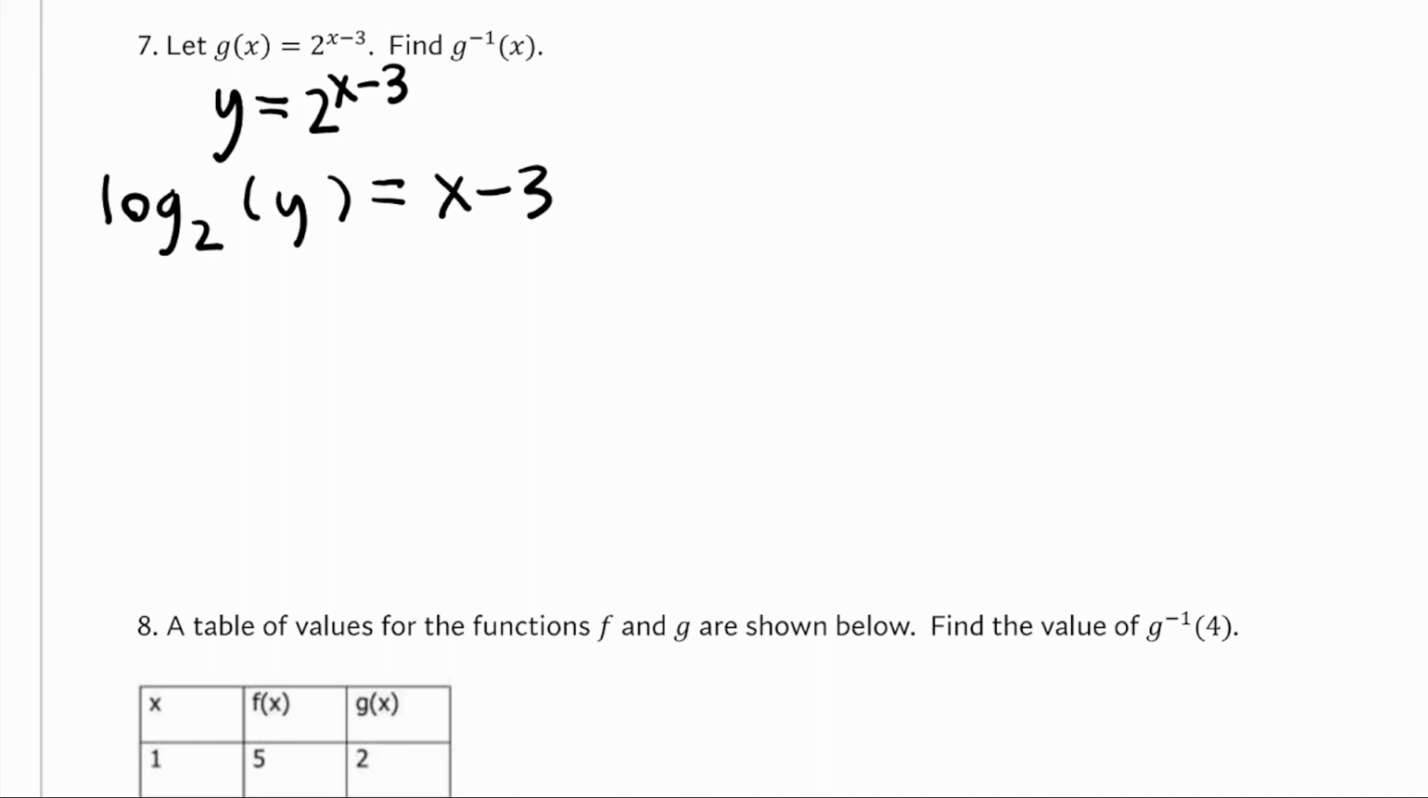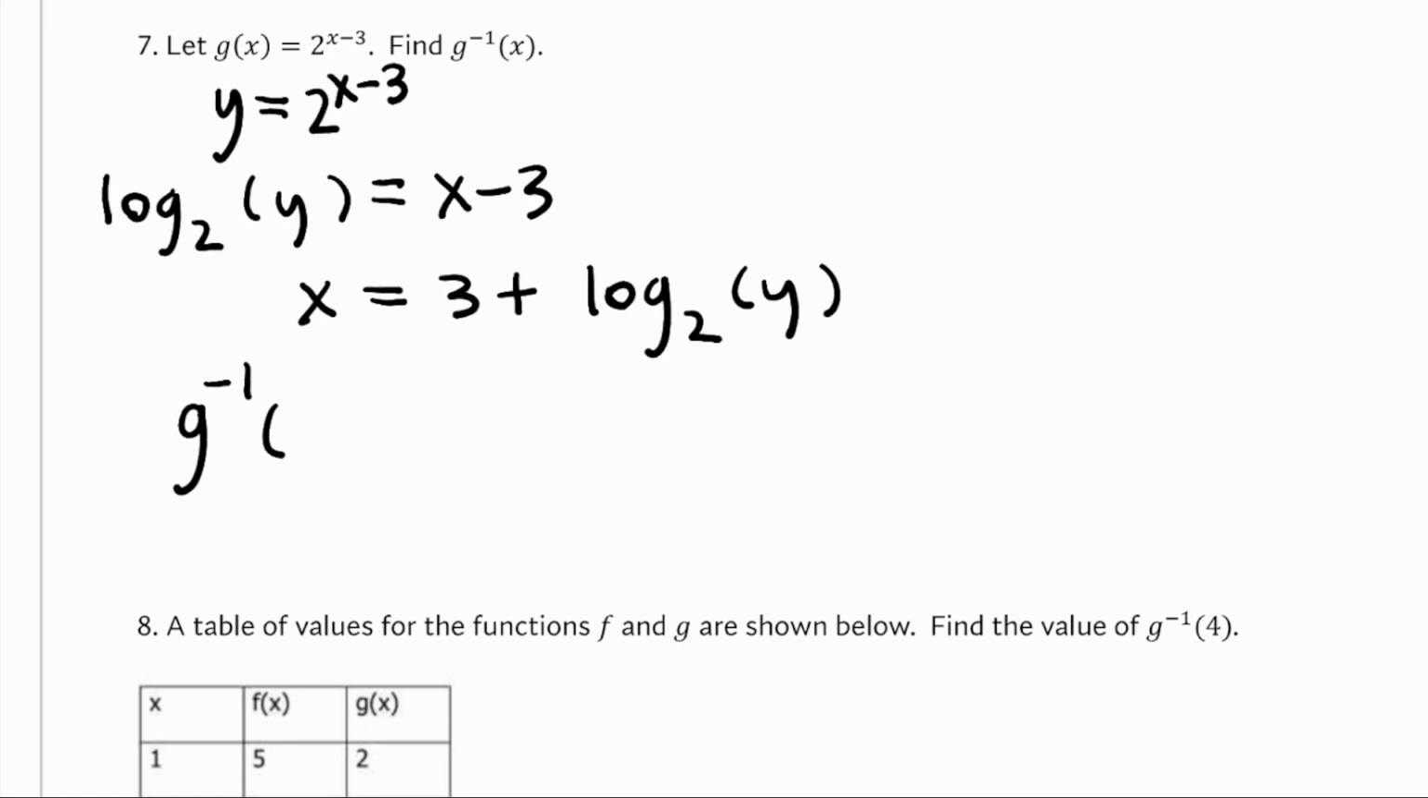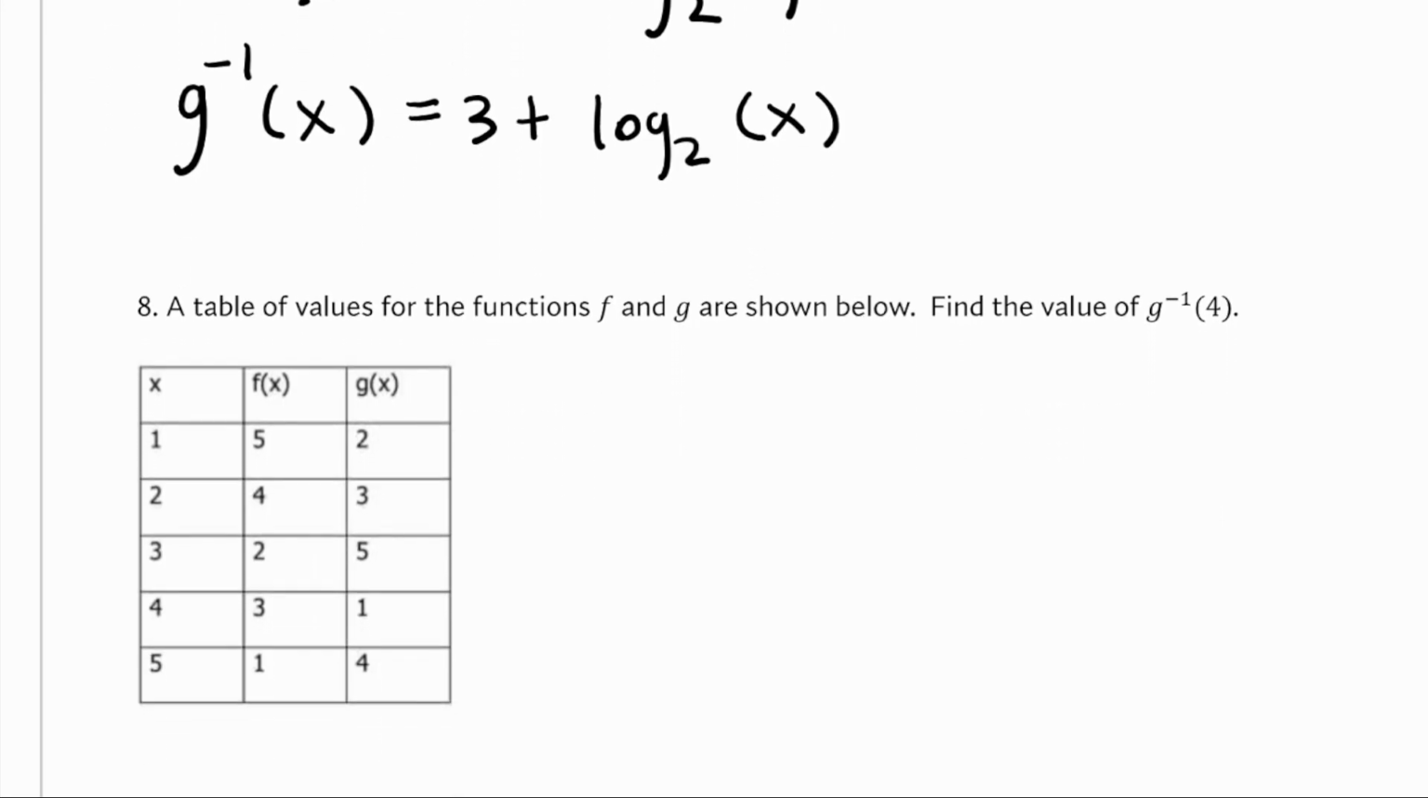And then I'll solve this equation by adding 3 to both sides. So 3 plus log base 2 of y. And then that's a formula for x, so that's a formula for the inverse. So meaning g inverse of y in this case is 3 plus log base 2 of y. If I wanted to plug in x, I could do it like that and have a formula for g inverse of x.